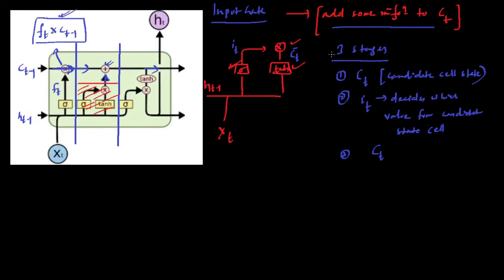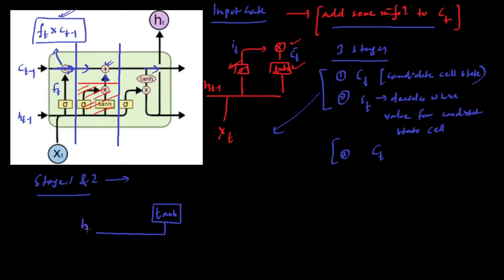So talking about stage one, we'll talk about this first and then we will talk about this. So in stages one and two, I'm talking about this tanh thing. So we have tanh, we have this is ht minus 1, and from here we have x of t, right? The output of tanh is ct dash, which is your candidate cell state.